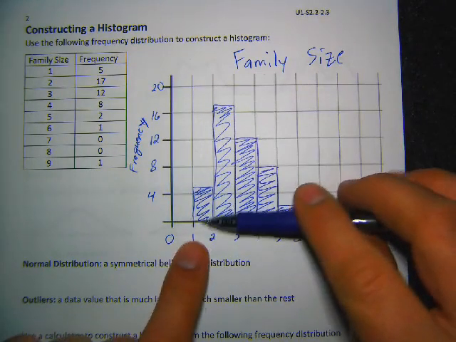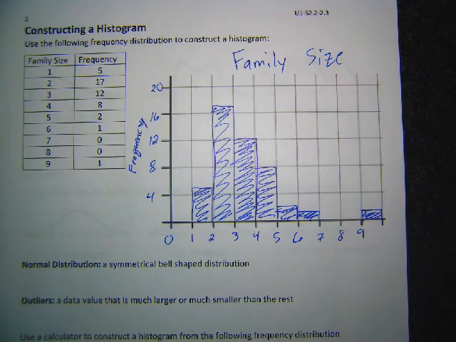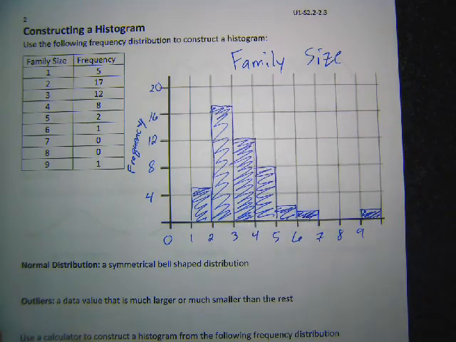So you get family size 1, there's 5 of them. Family size is 2, there's 17. And that would be a chart. This is a histogram. A histogram is a way to display data. So we look at this to get an idea of what the data visually looks like.